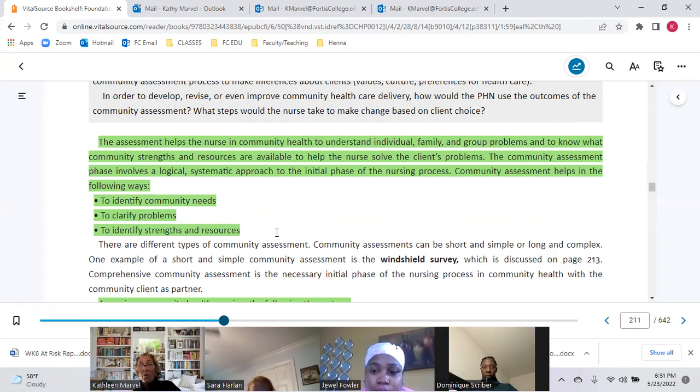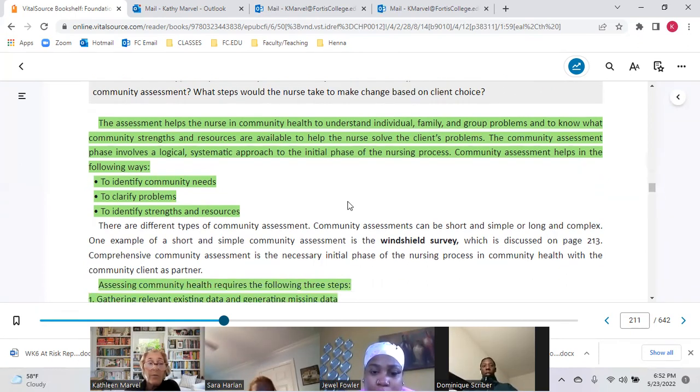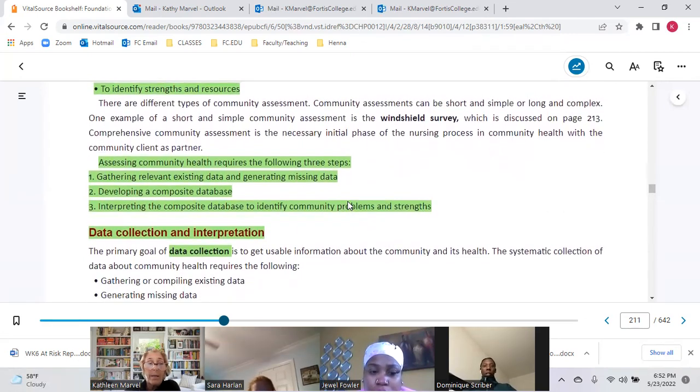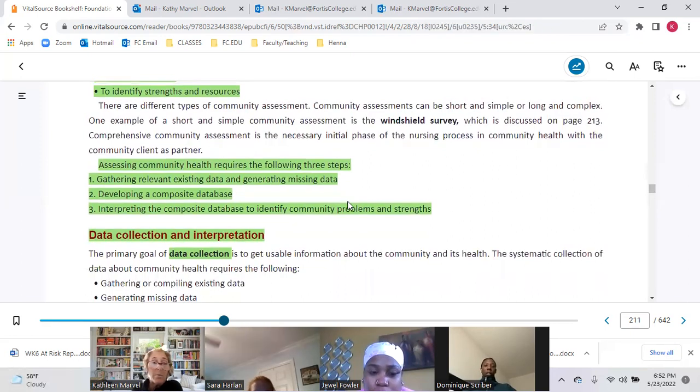We need to be able to know what community strengths are and what the resources are available to help solve the problems. Right? And we go through the nursing process. So community assessment helps to identify community needs, to clarify problems, to identify strengths and resources. And here's how we go through it. Just think of your ADPIE. How do we assess the community? Gathering relevant existing data and generating missing data. Okay, so that's what we're going to talk about.